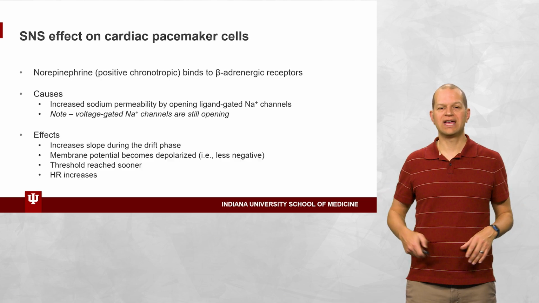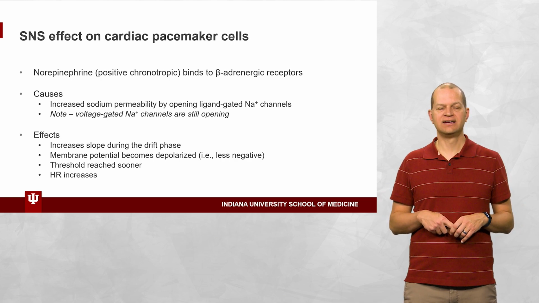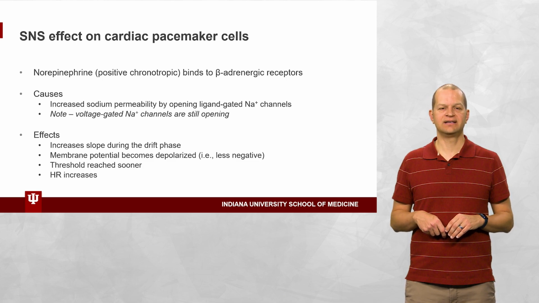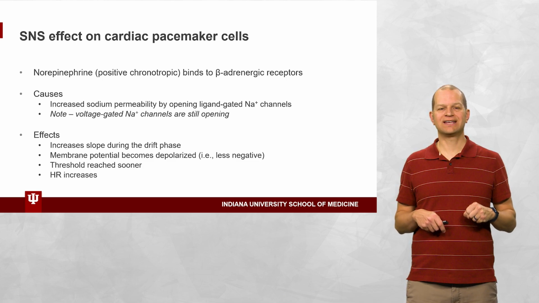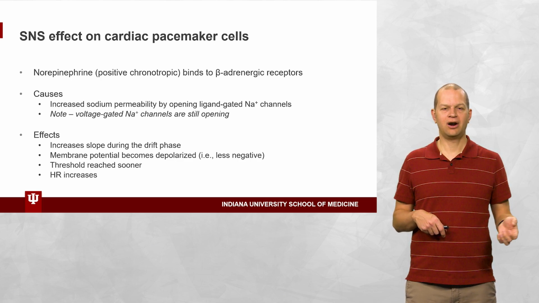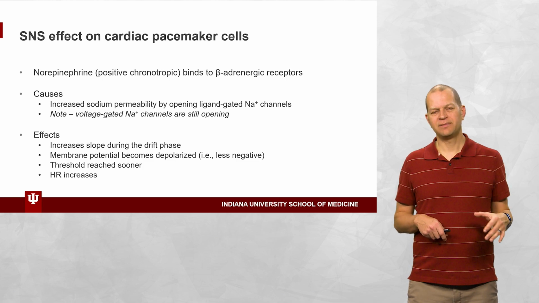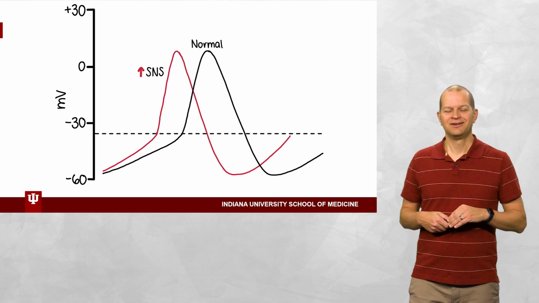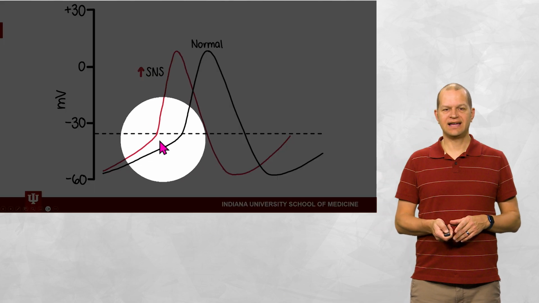So as a result, we have a lot of sodium influx, and so the slope of the drift increases. In other words, membrane potential becomes less negative more quickly. We reach threshold sooner, and heart rate increases. Now you might be trying to visualize this in your mind. Okay, and so we've got this diagram here.